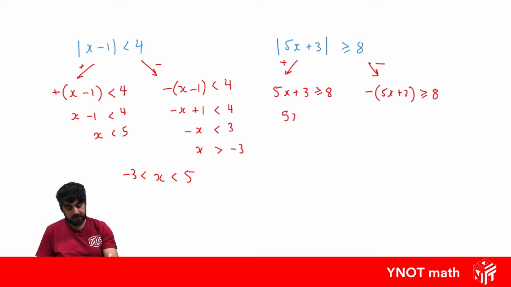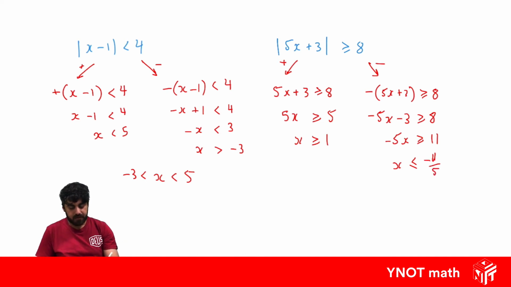So we can minus 3 from both sides, so 5x is greater than or equal to 5, dividing both sides by 5, so x is greater than or equal to 1. Expand this minus out, minus 5x minus 3 is greater than or equal to 8. Add 3 to both sides. It's going to give us minus 5x is greater than or equal to 11. Dividing both sides by negative 5 means we're going to flip the inequality. So we get x is less than or equal to minus 11 over 5.